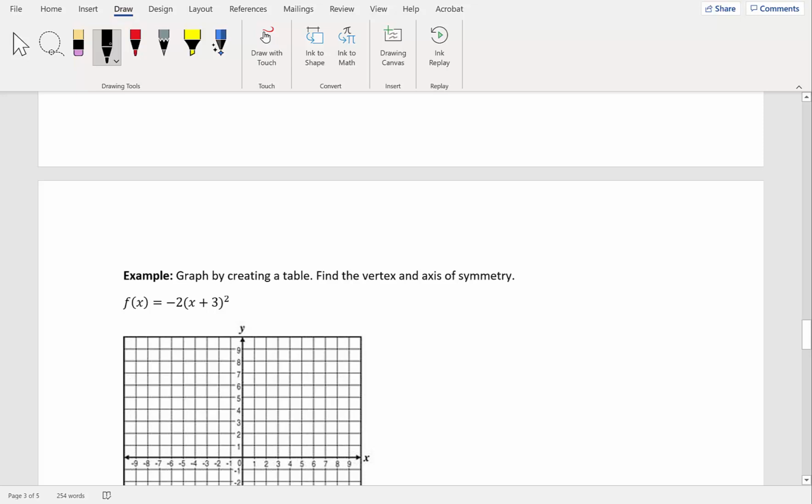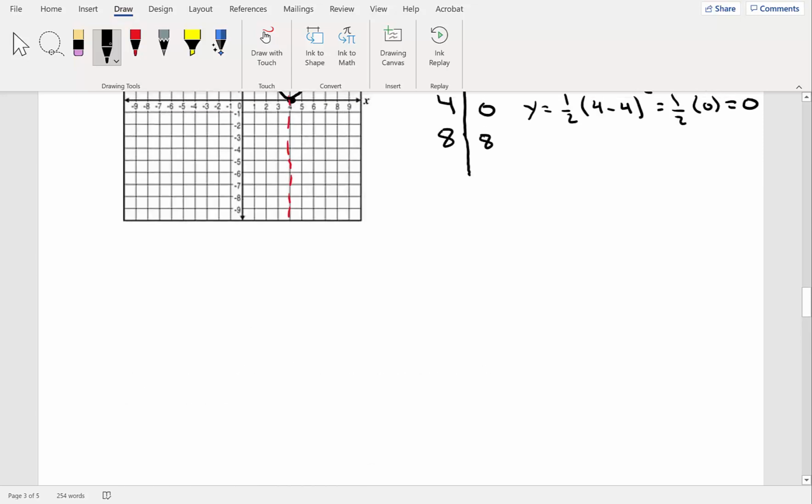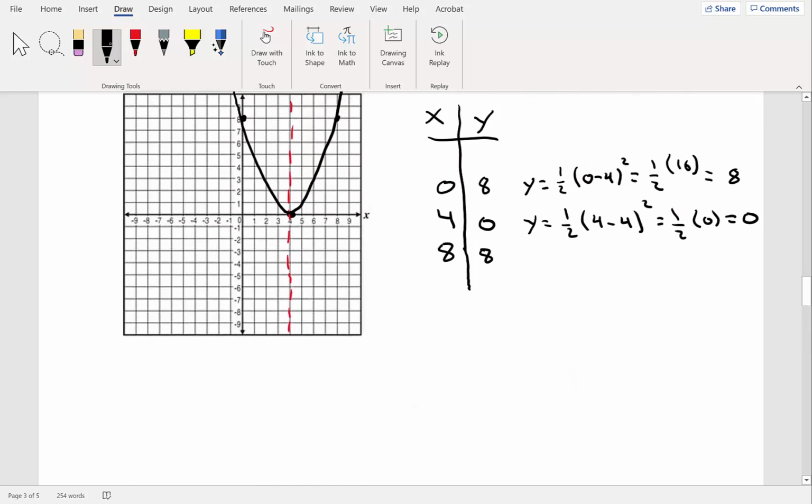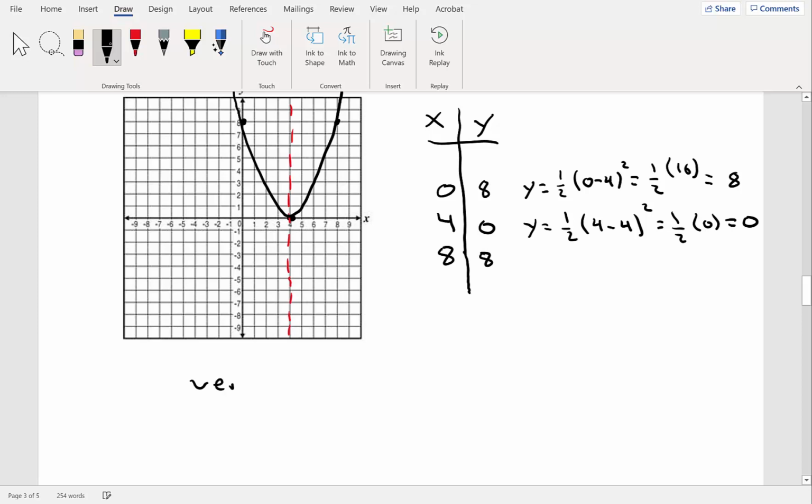Let's take a look at another problem. So let's go ahead, let's label our vertex and axis of symmetry first. So my vertex, 4, 0, and then my axis of symmetry, it's that vertical line, so it's going to be x equal to, and what is that x coordinate? It's 4. So my axis of symmetry here is x equal to 4.